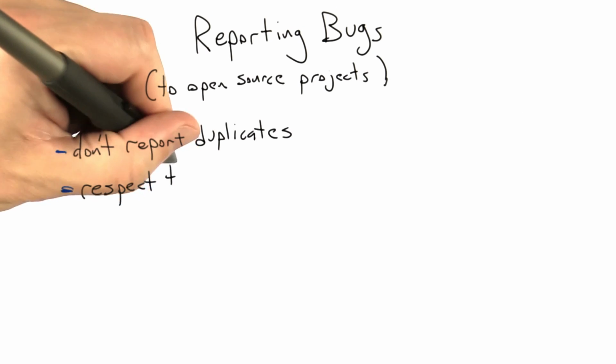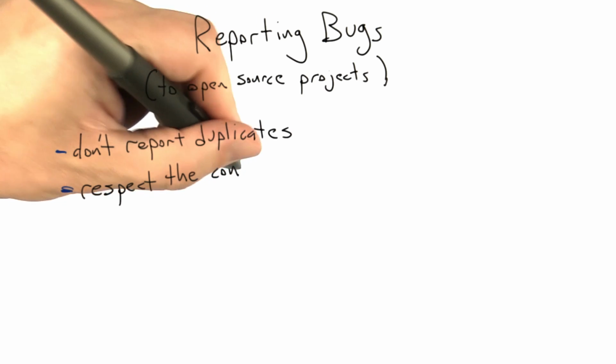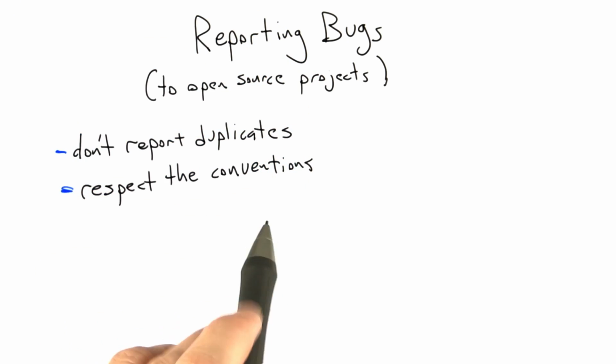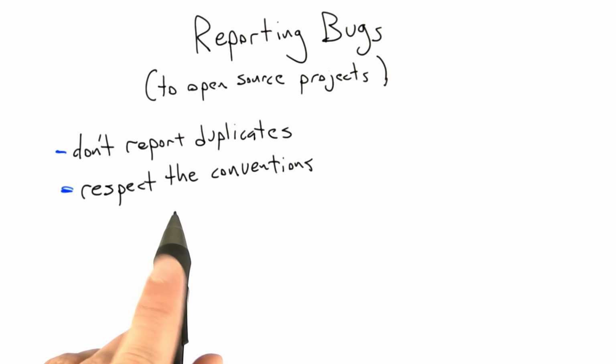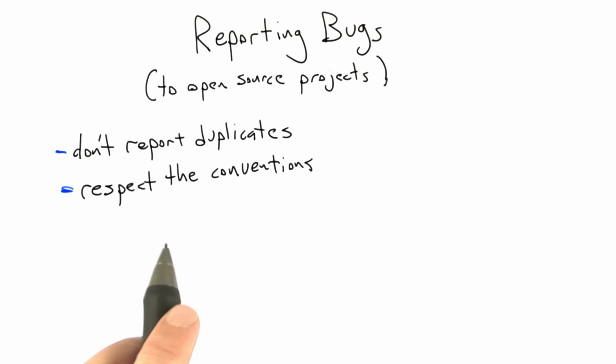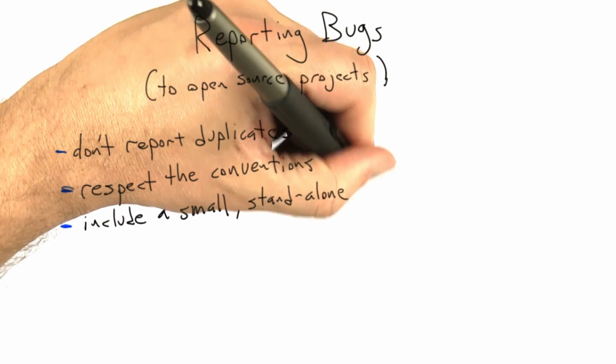The next golden rule for reporting bugs is to respect whatever the local conventions are of the community that you're reporting to. The best thing to do here is just look for some bugs that have been reported and see what kind of discussions they generate and try to take sort of a similar tone to what people have already done. The third thing is to report a small test case.